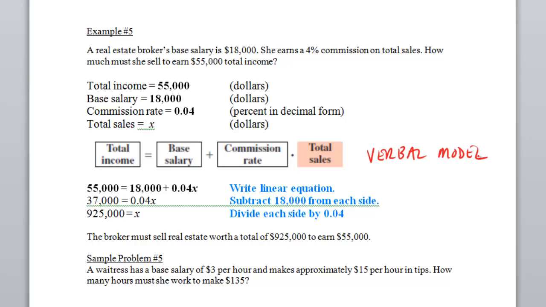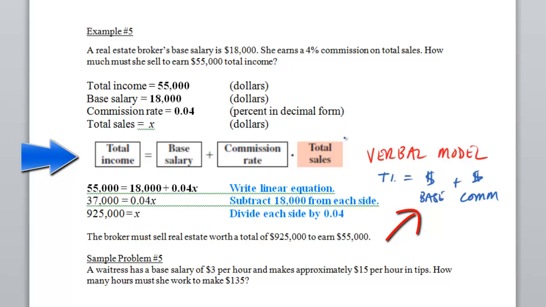So I could even simplify this verbal model even further. I could say that my total income, and I'll just abbreviate that, is equal to my base salary plus my commission earned. And so we could do a simpler verbal model, or we could do a more detailed verbal model. Either way, it gives you something to work with.